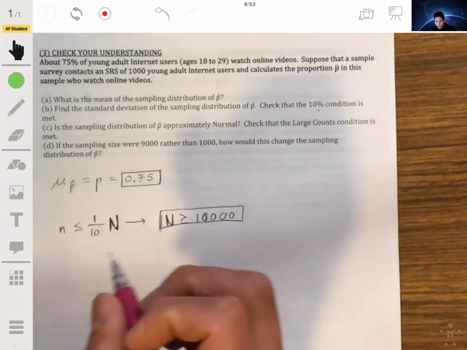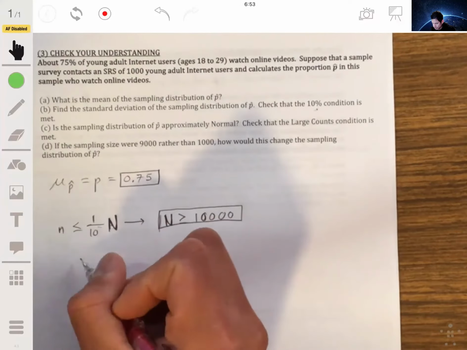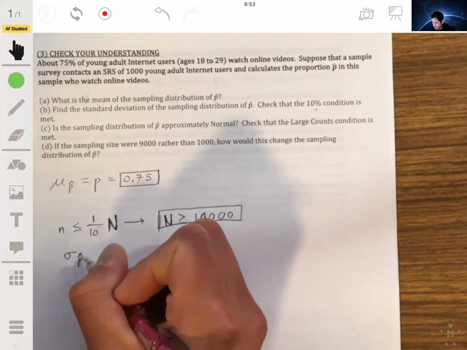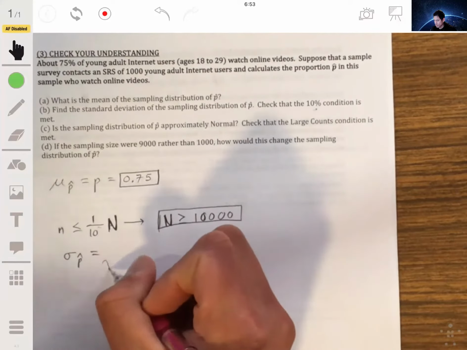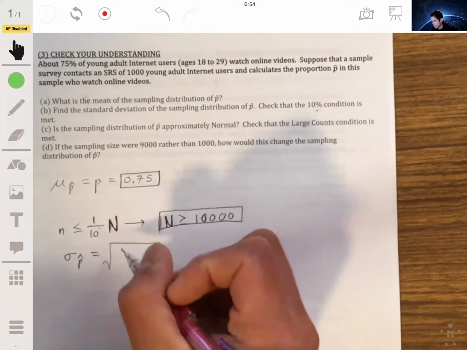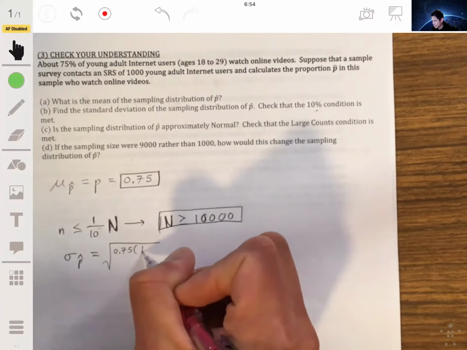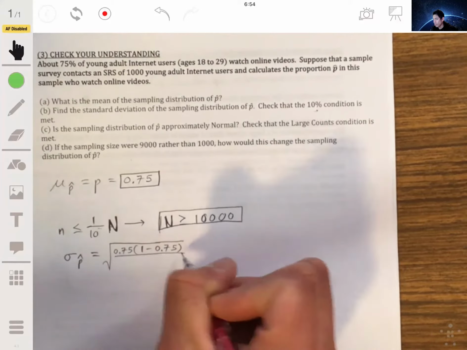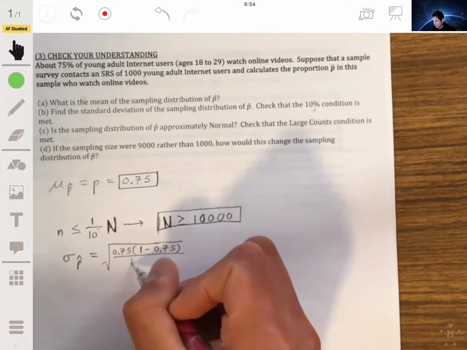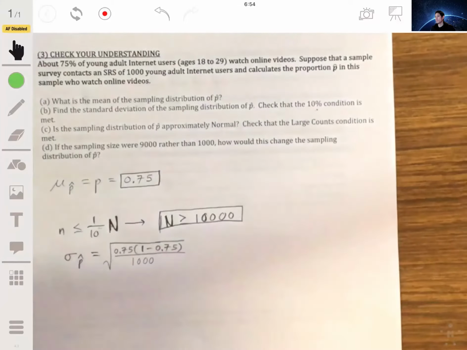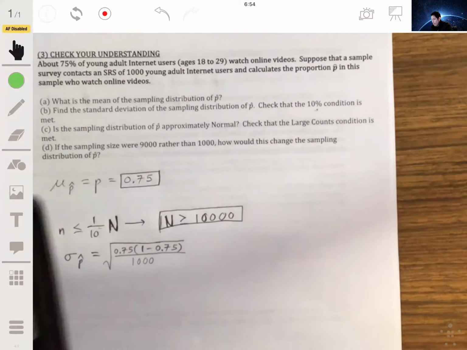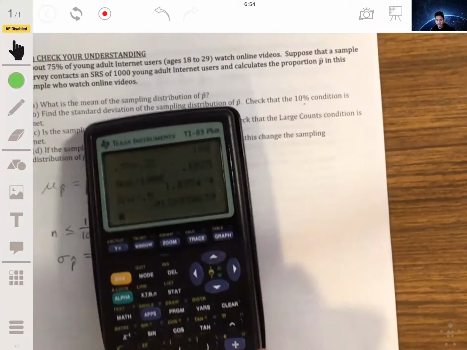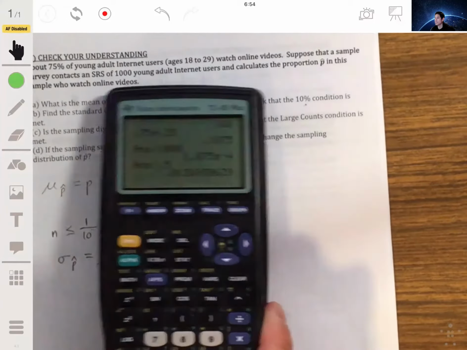So now let's run the calculation. The standard deviation of the sampling distribution of p-hat will be equal to the square root of the population proportion, 0.75, times 1 minus the population proportion, 0.75, all over the sample size, 1,000. For that, we can just use our calculator: 0.75 times 0.25 divided by 1,000, and we take the square root of this. We should get about 0.0137.